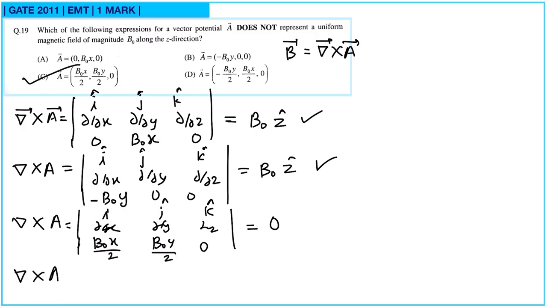And you can check for option D as well. It comes out to be, this will be B naught by 2 and minus of minus B naught by 2 into we will have Z cap. So this will be B naught into Z cap. So D is also correct. So here option C is correct.